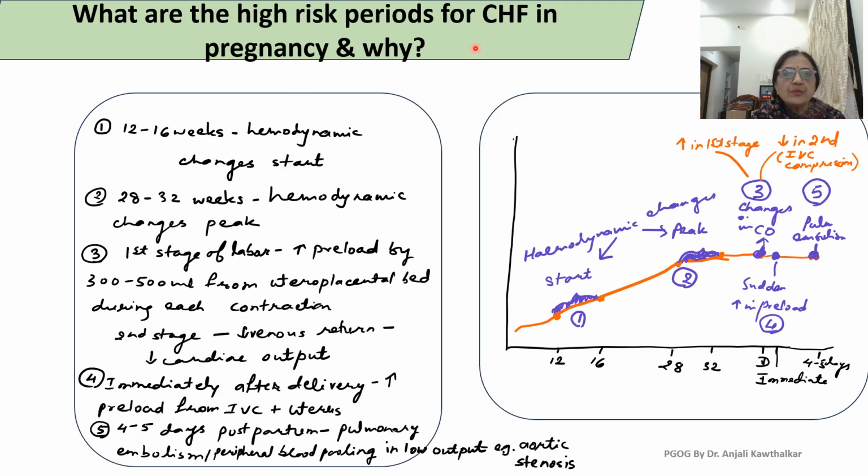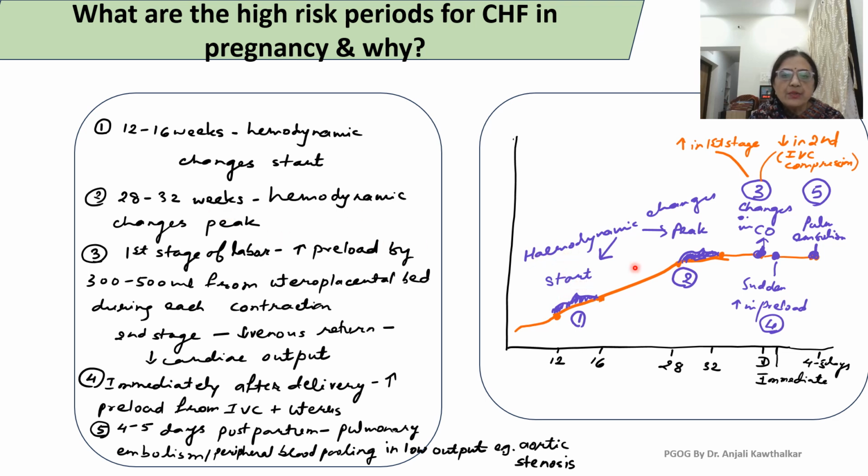Now, what are the high risk periods for congestive heart failure in pregnancy, and why are these the high risk periods during pregnancy? The first is the possibility of the patient going into failure, or a change in the patient's risk from low risk to high risk. The patient's condition can suddenly change whenever the patient has a heart disease. From 12 to 16 weeks is the first time when the hemodynamic changes begin to significantly affect the heart. 12 to 16 weeks.